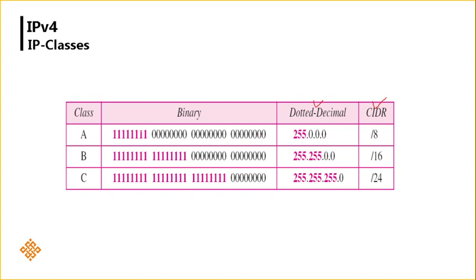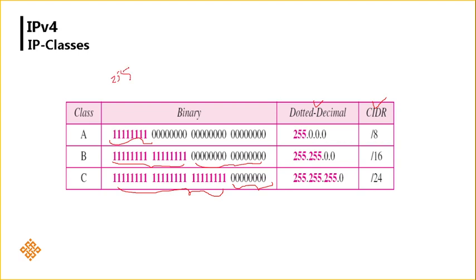Already I told you in class A, the first byte, that is 8 bits, is the network ID, so I represent it with all ones. The remaining 24 bits are reserved for the host ID, so I represented them with zeros. Similarly in class B, the first 16 bits are reserved for network ID and the remaining 16 bits for host ID. In class C, the first 3 bytes, that is 24 bits, are reserved for network ID and 8 bits for host ID. The network ID is represented with ones and the host ID with zeros. If I want to represent this as a subnet mask, I can represent all ones as 255. Yes or no?